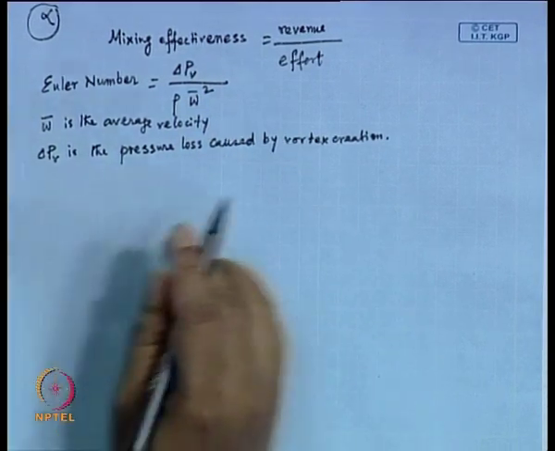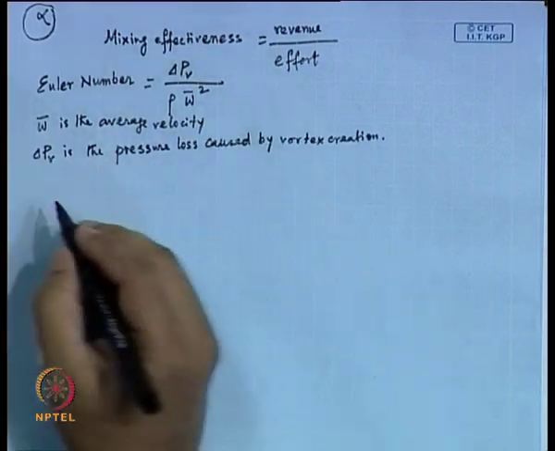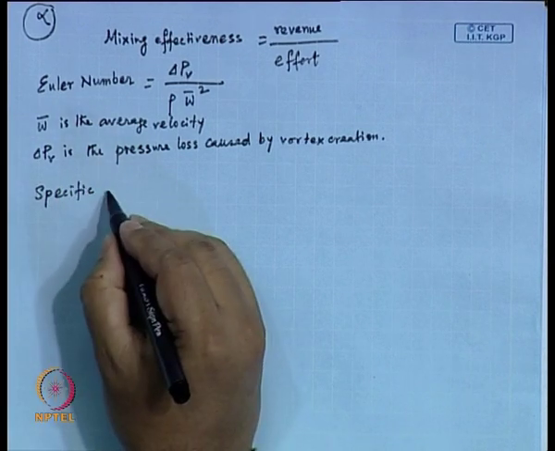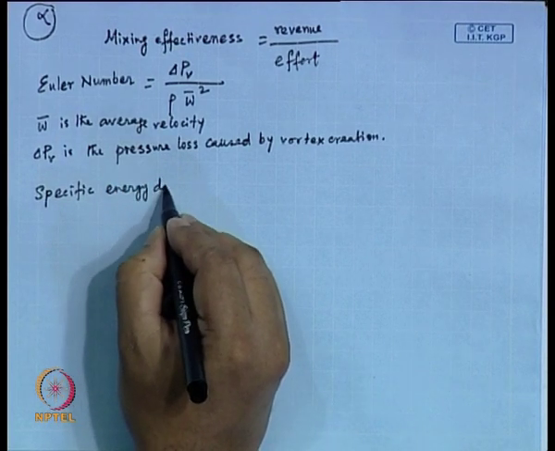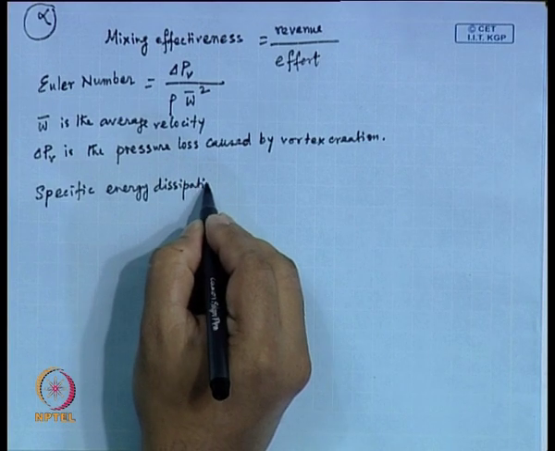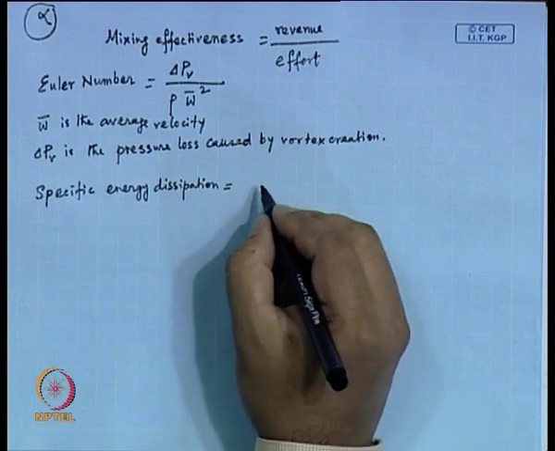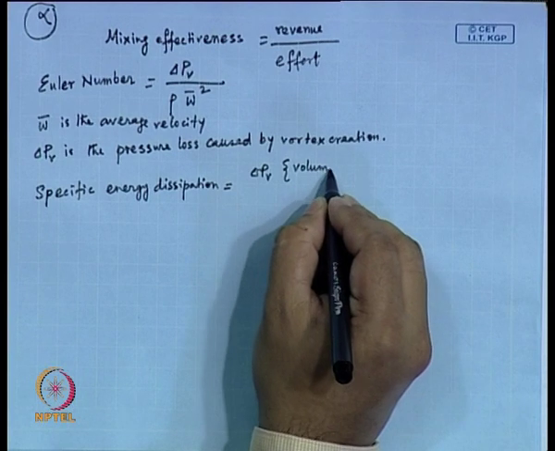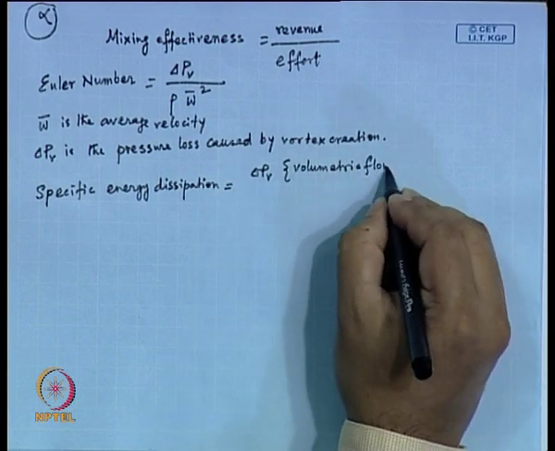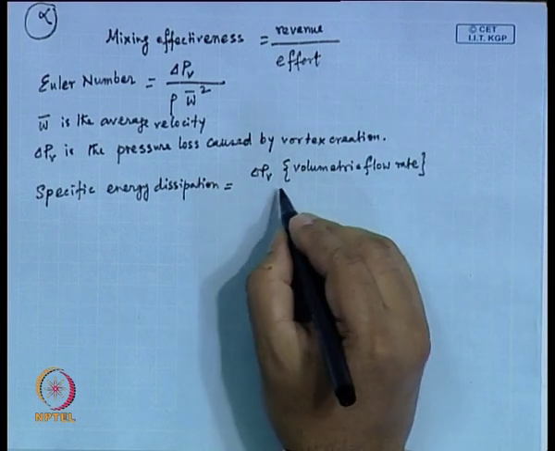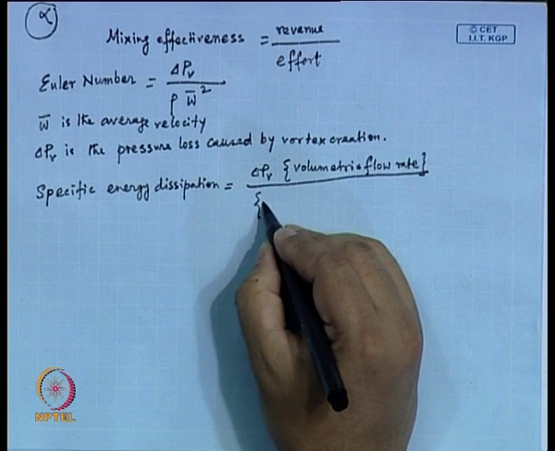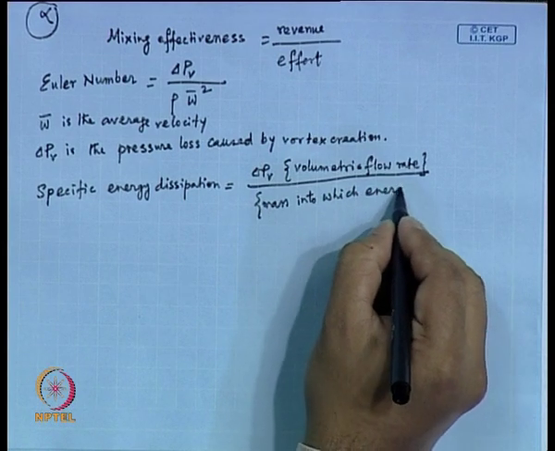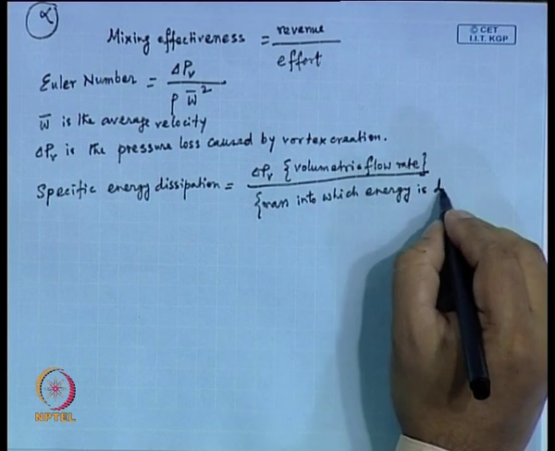Now, you can in fact talk about specific energy dissipation, which is defined as delta P v, the pressure drop, multiplied by the volumetric flow rate, divided by the mass into which energy is dissipated.